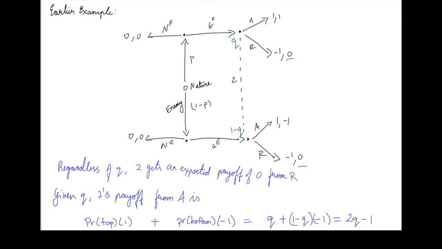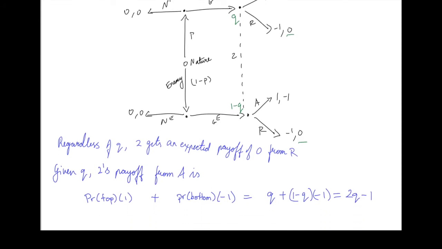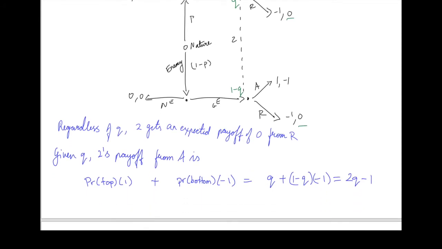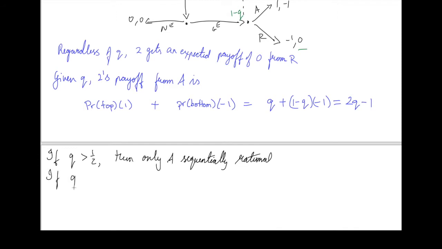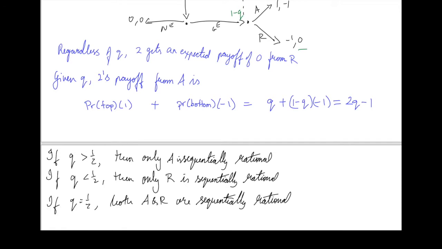So when is player 2 going to play A? In order to play A, 2q minus 1 has to be at least as good as R. So if q is bigger than a half, then only A is sequentially rational. If q is less than a half, then playing A would yield a strictly negative payoff, so only R would be sequentially rational. And if q is exactly equal to half, then player 2 gets the same expected payoff, so they're indifferent between the two, and they're both sequentially rational.